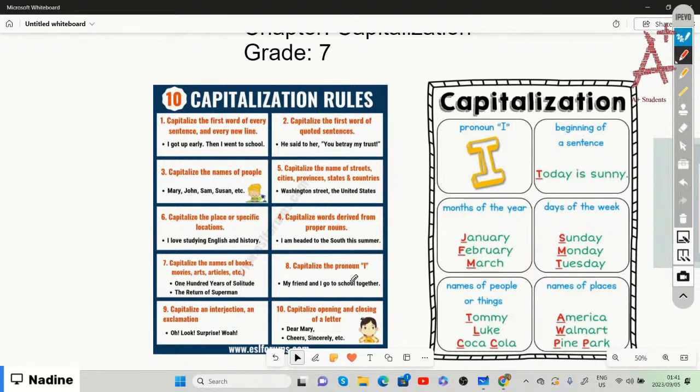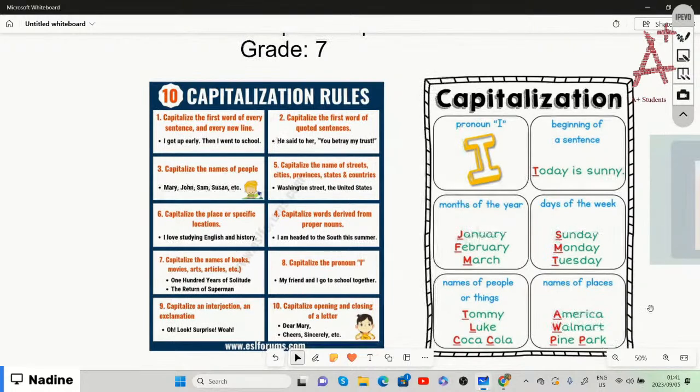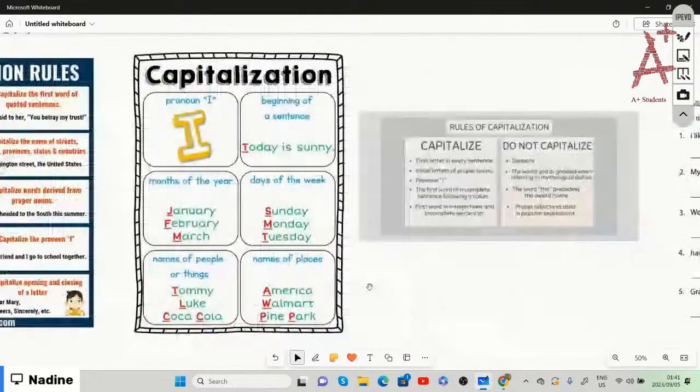We capitalize interjections and exclamations. And we capitalize openings and closings of letters, right? And there we also have a few examples of names of places, people, of things, days of the week, months of the year, the beginning of a sentence, as well as the pronoun I that we need to capitalize, right?